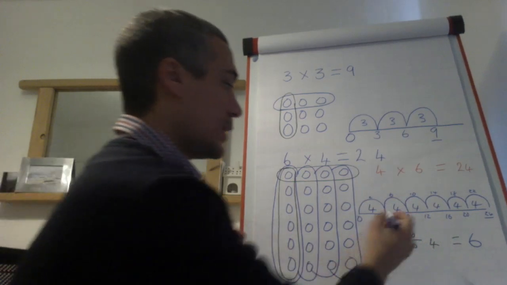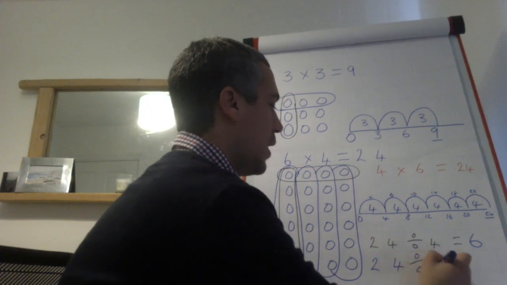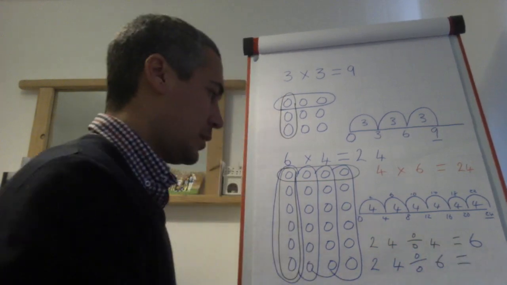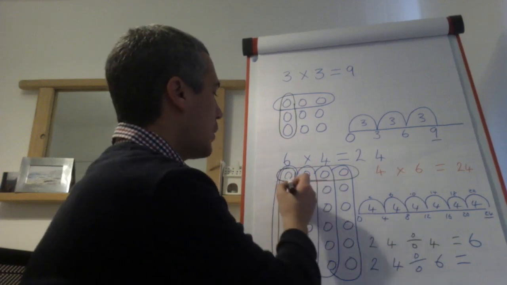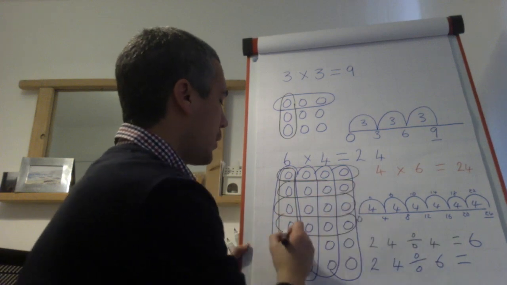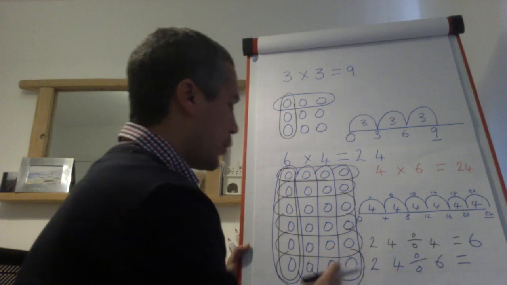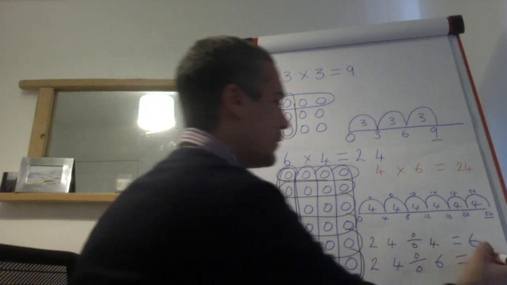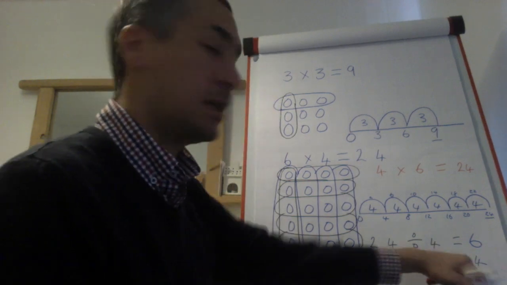And then if we wanted to look at the other one, we could do 24 divided by 6. So we're showing them 6, so we want 6 equal groups. We've got 1 equal group, 2 equal groups, 3 equal groups, 4 equal groups, 5 equal groups, 6 equal groups. 1, 2, 3, 4. There's 4 in each group. So we can see 24 divided by 6 equals 4.